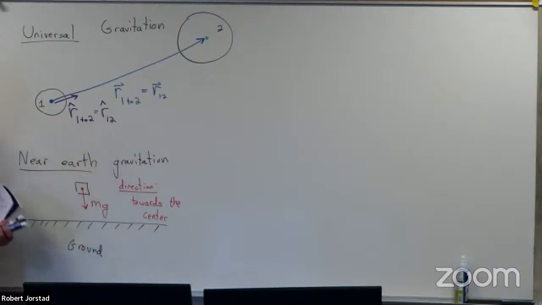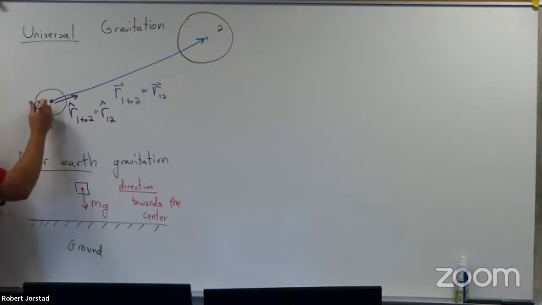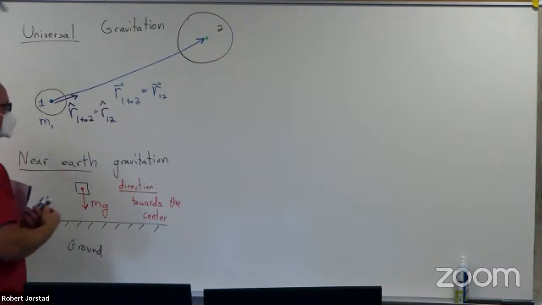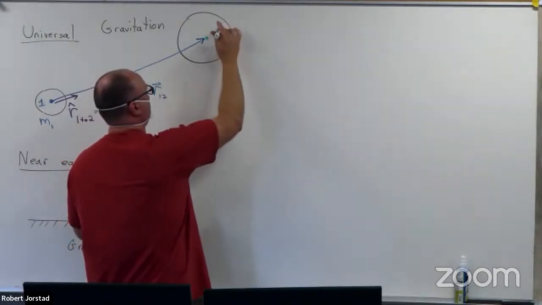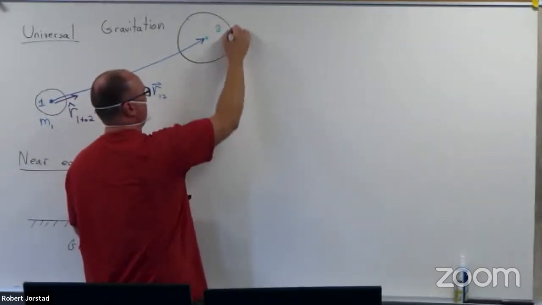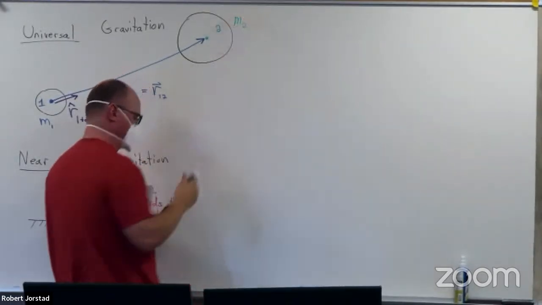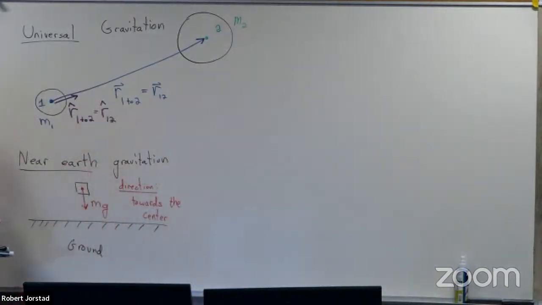All right. Obviously, this is going to have some mass, M1. Maybe I'll make the 1 in blue. Maybe I'll make the 2 in green. And there's some mass up here, M2. Let's do it that way.